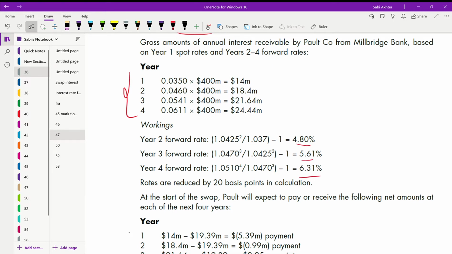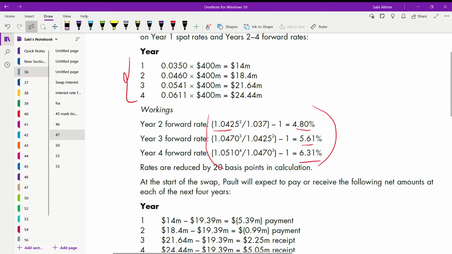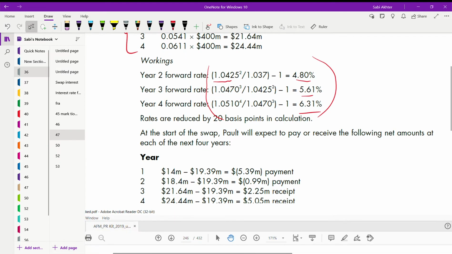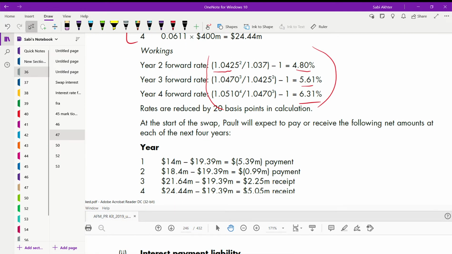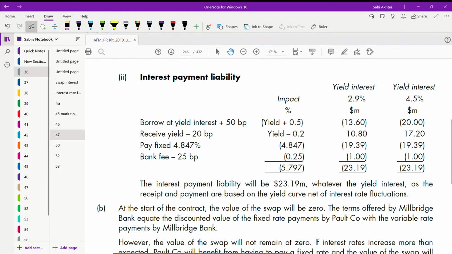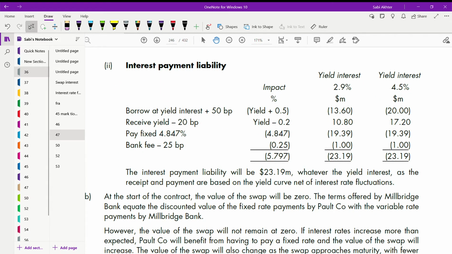This, and this. This is the fixed method. You have to know this method. I've explained it to you previously, so please go and check how I got the numbers. The number part I'm not going to explain, but this is the method, and it's fixed. It will not change. Next, take all your receipts, deduct your payment, and you will get the net payment or receipt. And then it comes to your interest payment liability.